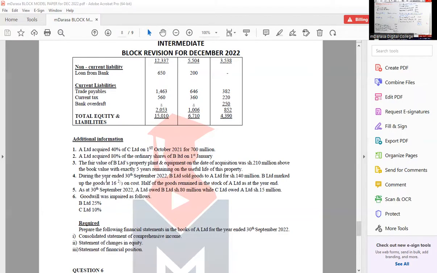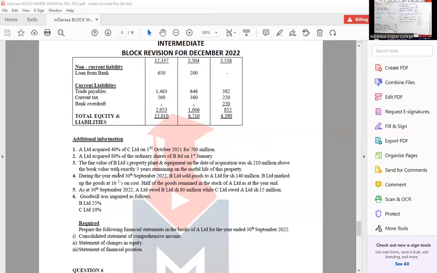Note 3. The fair value of B Limited's property, plant, and equipment on the date of acquisition was 210 above the book value, with exactly 5 years remaining on the useful life of this property. So basically, at this point, we need to have revaluation adjustments, as I'm having an item which was recorded less than it was supposed to be. That is to say, there was a depreciation which was not taken into consideration, so we have to take that depreciation first and also adjust with this revaluation adjustment. Clearly, that item was in excess by 210. Its useful life remaining was exactly 5 years, so you can agree and say that the depreciation I should be having is 42 for the whole year.